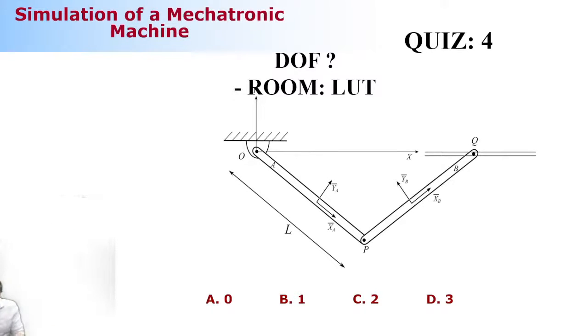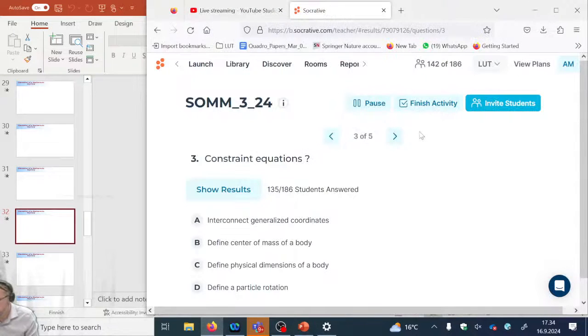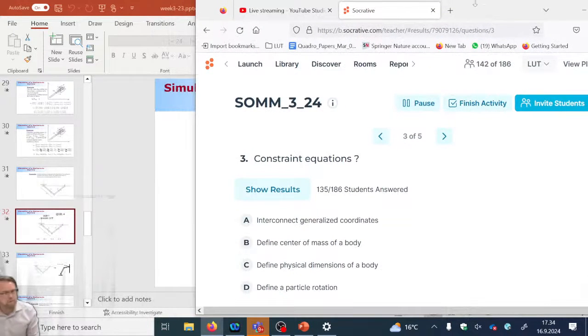Okay, but hey, let's look at this first. So let me take this off. All right. So hey, we have here 135 students. What's going to be the success rate about the constraint equations? 90. Okay, how many will vote for defining the particle rotation? 0. Okay, first target is this. There is no one voting for this D.